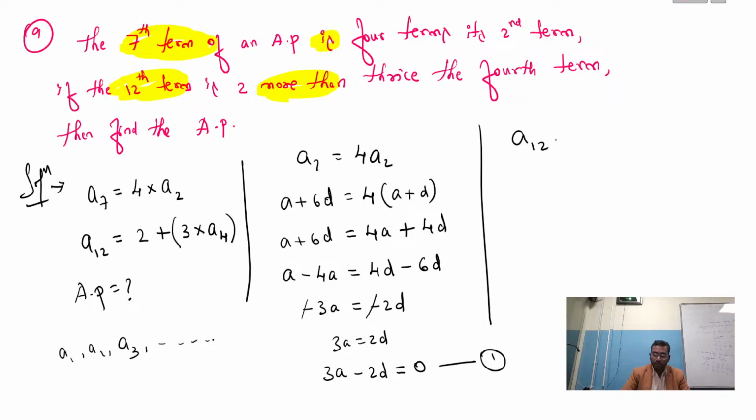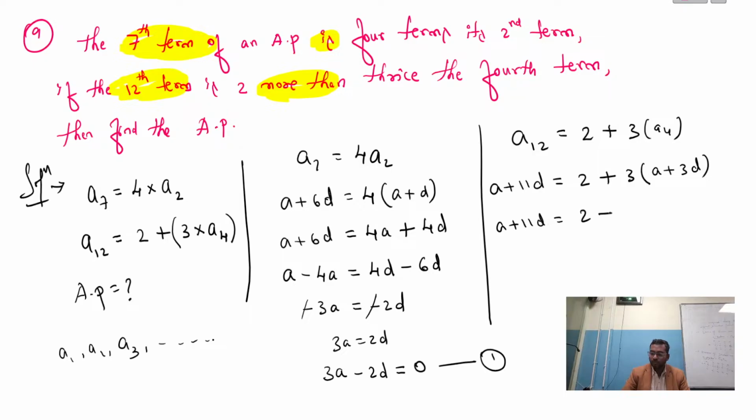Now they have given that the 12th term, A12, is equal to 2 plus 3 into A4, 3 times A4, right? A12 can be written as A plus 11D, equal to 2 plus 3 into A4, which can be written as A plus 3D. Then A plus 11D is equal to 2 plus 3 into A, 3A, plus 3 3s are 9D. Now we write A plus 11D, and 3A comes to this side as minus 3A, and 9D comes to this side as minus 9D, equal to 2.